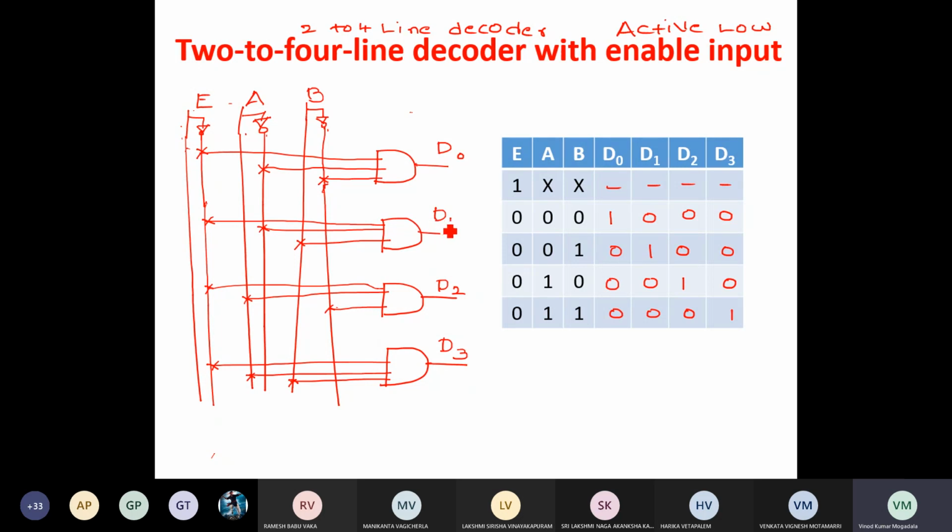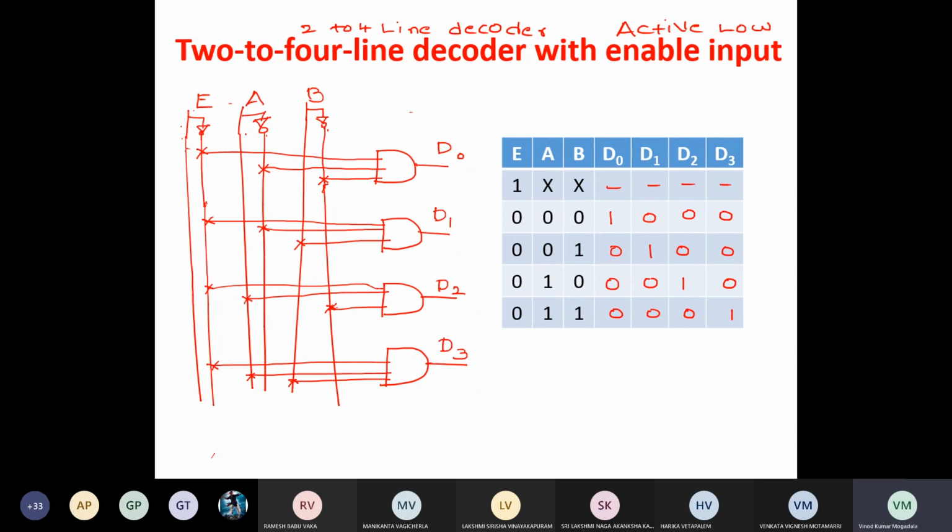For D1, D1 will be 1 when A is equal to 0, so we have connected from the inverter line, whereas B is equal to 1, so we have connected straight from the B line. D2 will be 1 when A is equal to 1 and B is equal to 0, so we have connected from the A line, whereas B from the inverter line. Next, for the last case, D3, we have connected the A is equal to 1 line and the B is equal to 1 line. So this is the active low enable input.